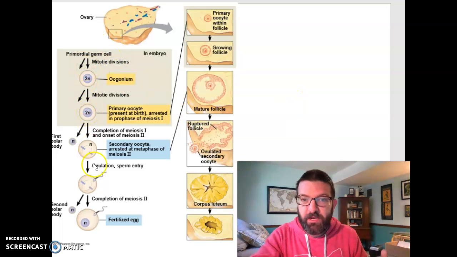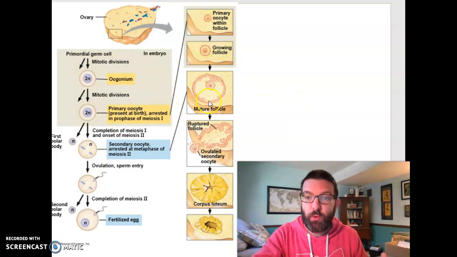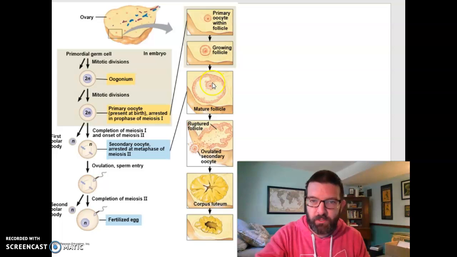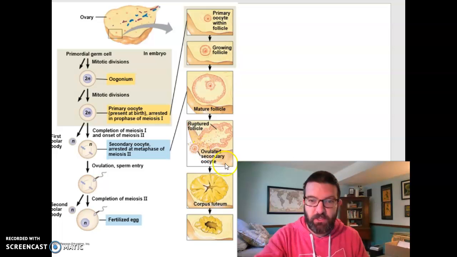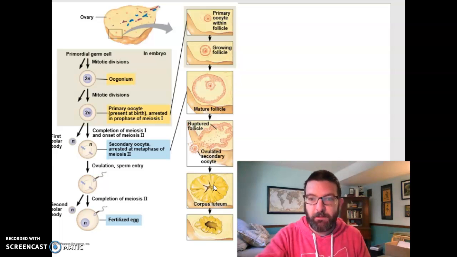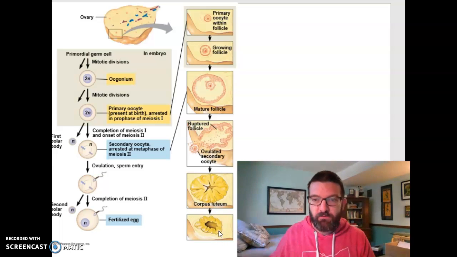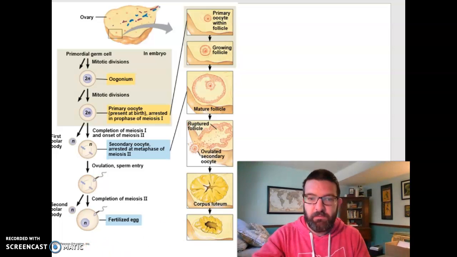Note that this has all been happening within a supportive follicle full of cells that are supporting the oocyte. And the follicle is what produces the estrogen. So as it grows during the monthly cycle, it produces more and more estrogen. Then what's left behind of the follicle after ovulation becomes the corpus luteum, which produces progesterone, which maintains the endometrial lining. And then it will break down, and your endometrial lining will be sloughed off if there is no fertilization.